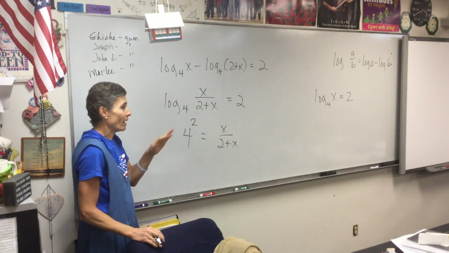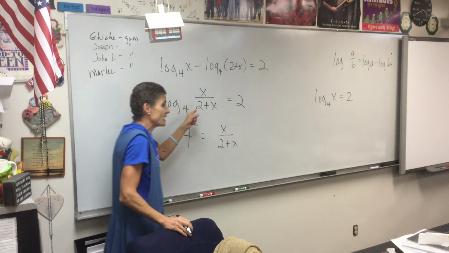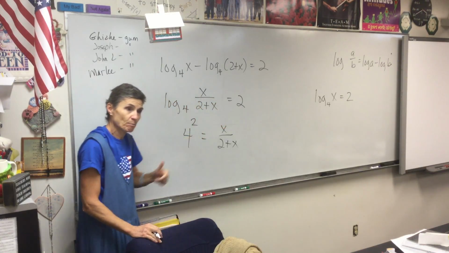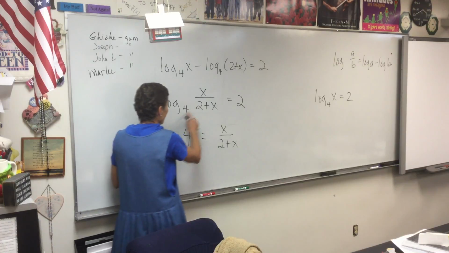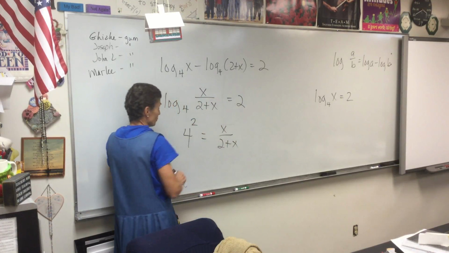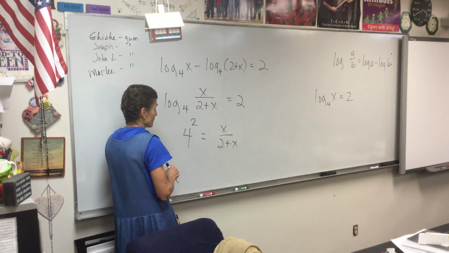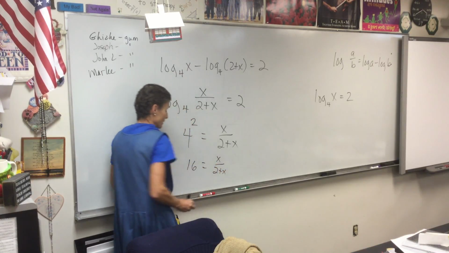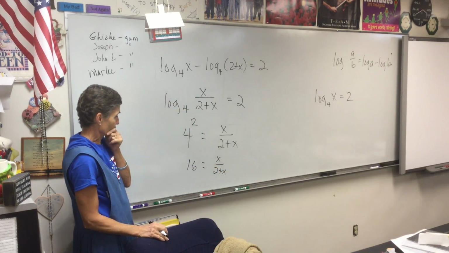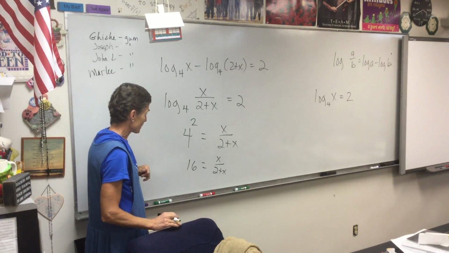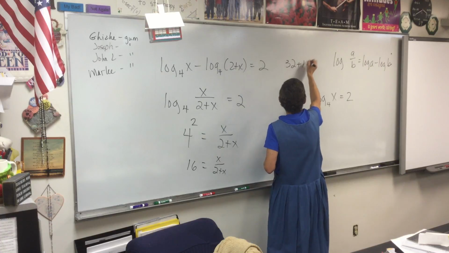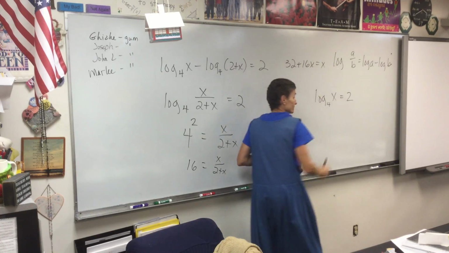Exactly. Nobody, not even me, thinks in logarithms. You've got to translate it into exponent form. So 4 to the second is 16, so 16 equals x over 2 plus x. How do I solve that? Multiply by 2 plus x. So 32 plus 16x equals x.